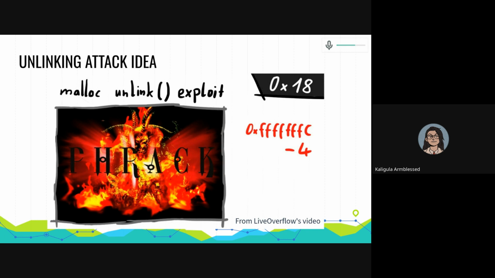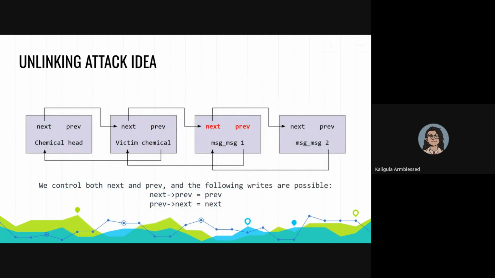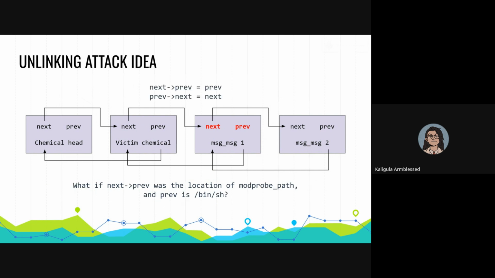There's this LiveOverflow video about a very famous exploit, first published in Phrack, about the dlmalloc unlinking exploit. Maybe we could have a similar idea where we use this unlinking mechanism to gain some sort of arbitrary write to an address that we want. We know that we can control both next and prev if we have our victim object point to a message object, which we control. So the following writes are possible: next prev will be equal to prev, and prev next will be equal to next. So what if next prev was the location of modprobe_path and prev was /bin/sh?